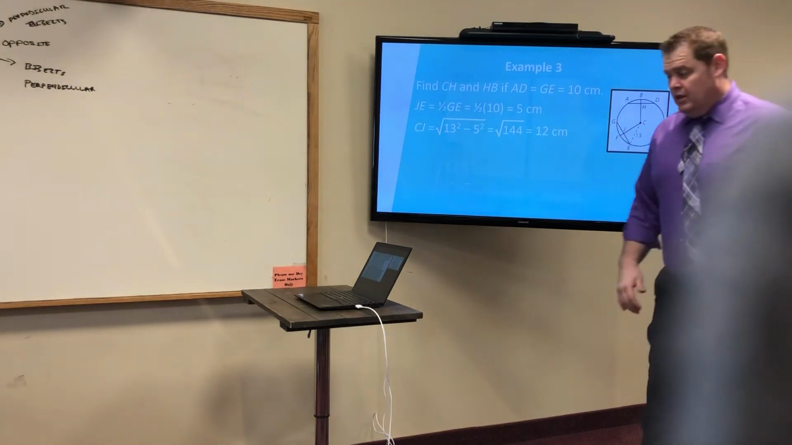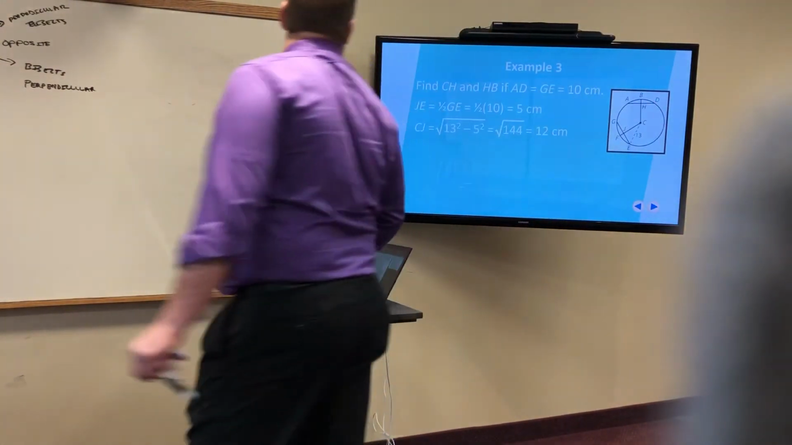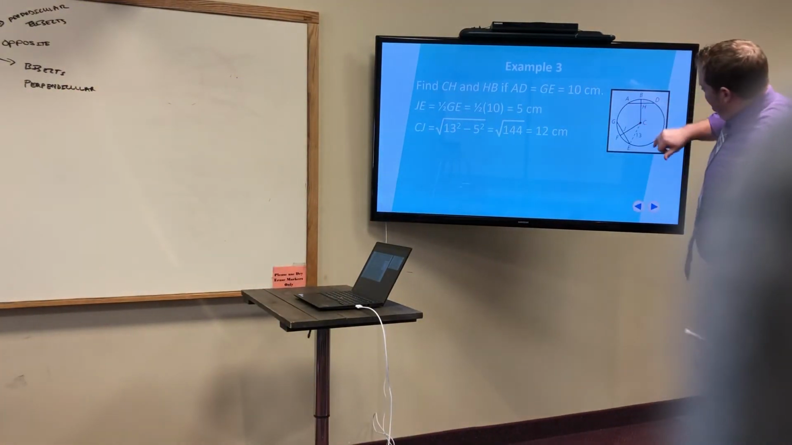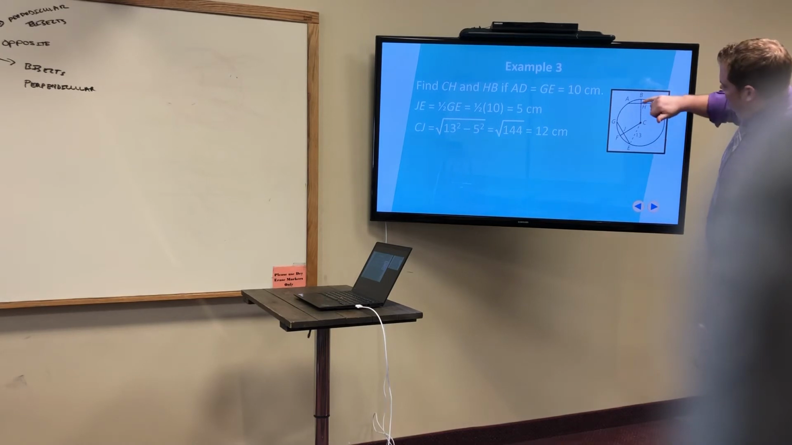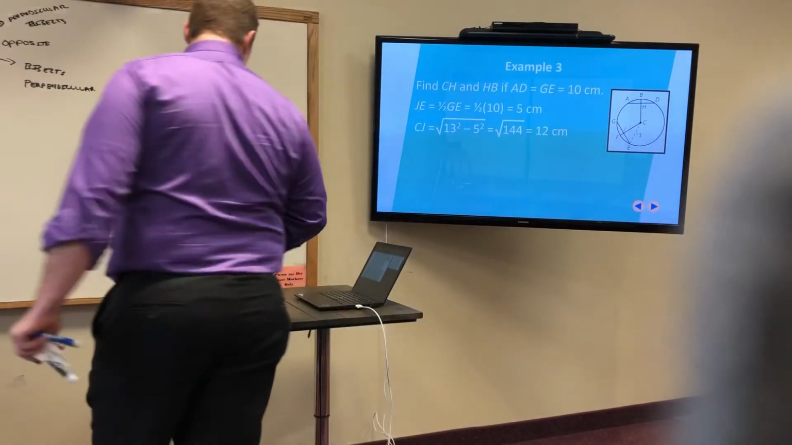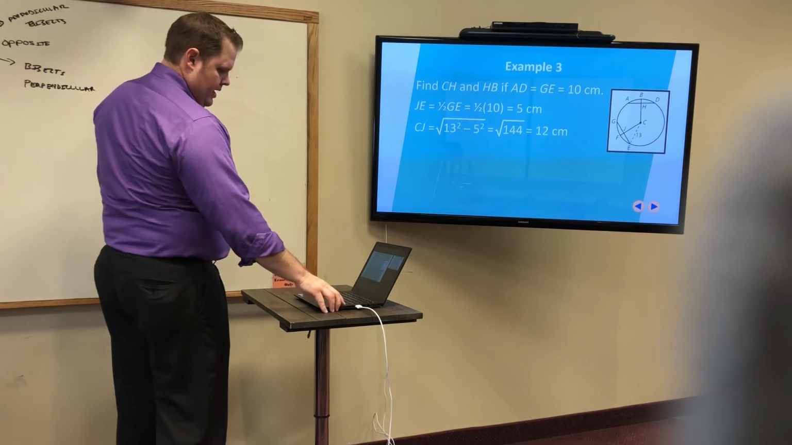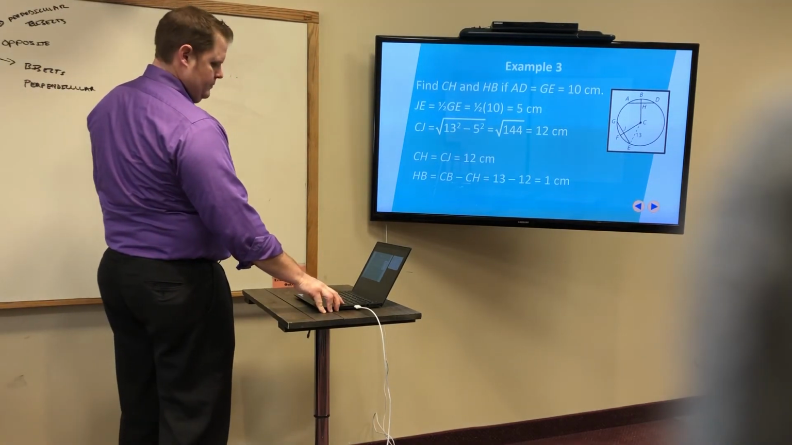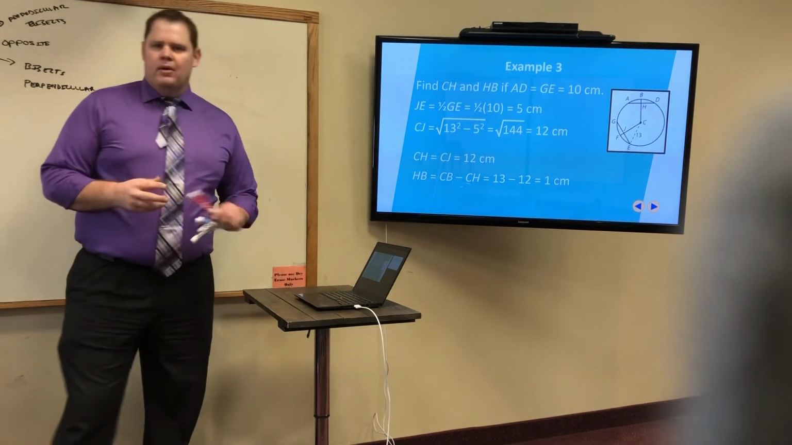That's where you get 12. Okay, so when you get 12, now what? Now remember, CH is 12, what is HB? Remember, CB is 13, so this is 12, this whole thing's 13, what's left? Good, 1, the answer is 1. So let's see what we got, and there you go. There you have it. Okay, so those are the kind of problems you're going to be doing.